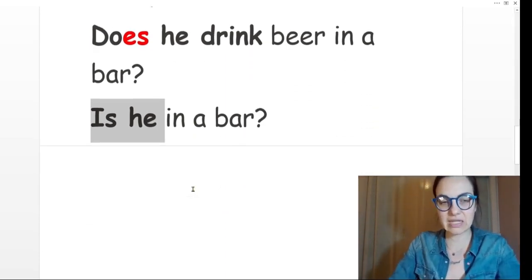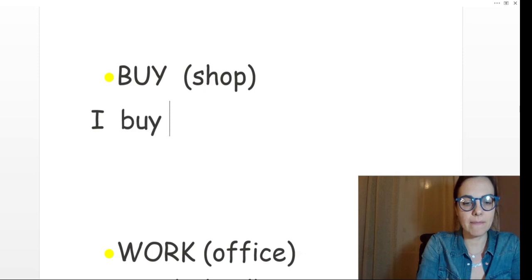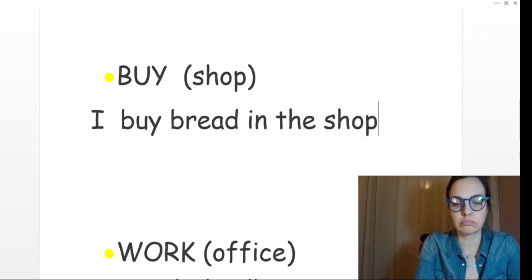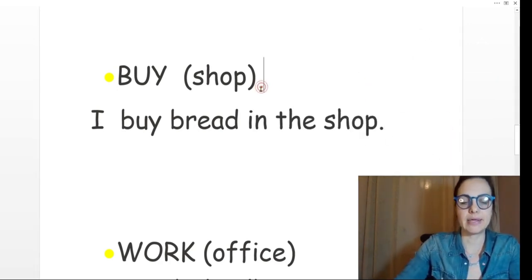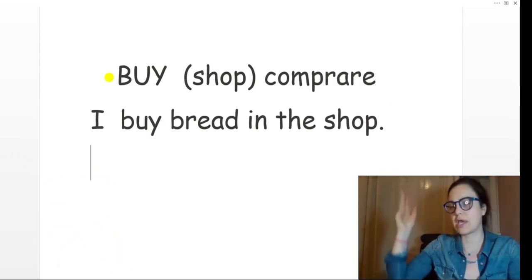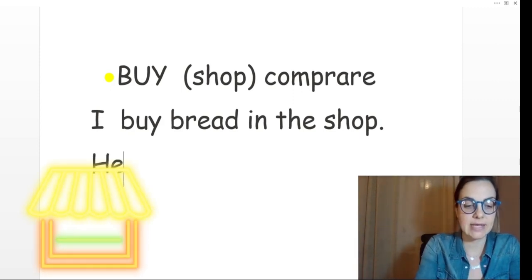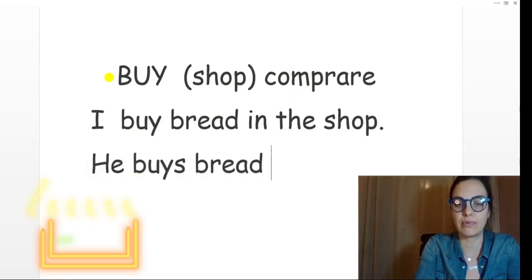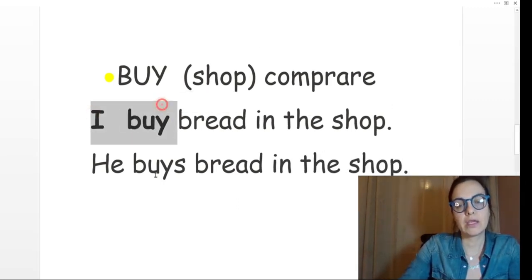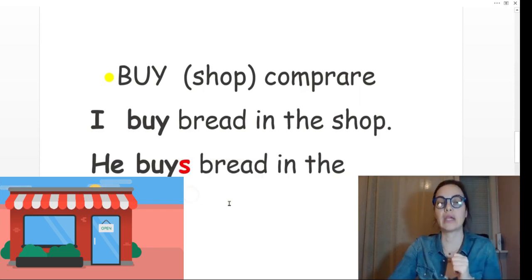Okay, let's try with the next one. That's buy. Buy. So what do you buy? I buy bread in the shop. Compro pane. Buy, comprare. I buy bread in the shop. And what about your neighbor, for example? He, your neighbor, vicino di casa. Lui compra. Yes, he buys also bread in the same shop. So I buy bread in the shop, and he also buys bread in the shop.